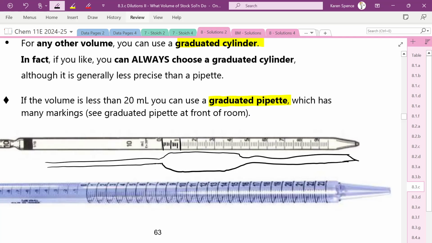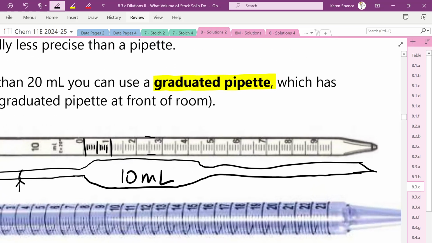It would not look so wobbly. That's just because I can't draw. But they're actually relatively the same. They're not that different in terms of their thickness, but this is much more narrow. So you're able to be more precise, but you can only measure 10 milliliters with the volumetric pipette. But what if you wanted 8.7 milliliters? Then it would be better to have something that has all these little markings on it.